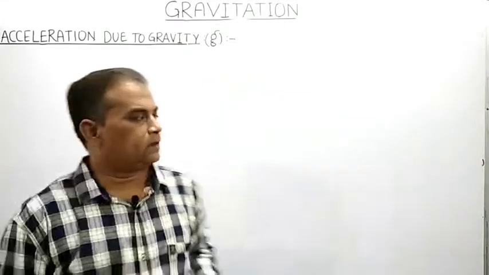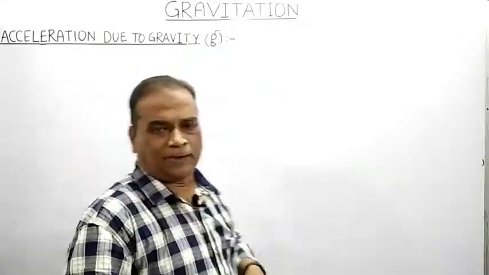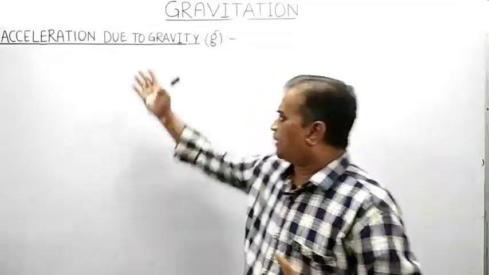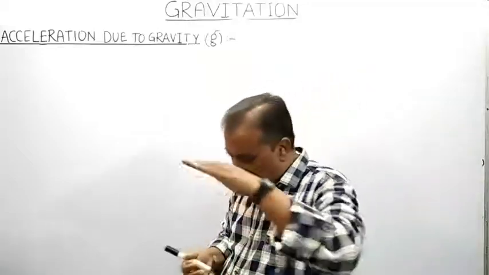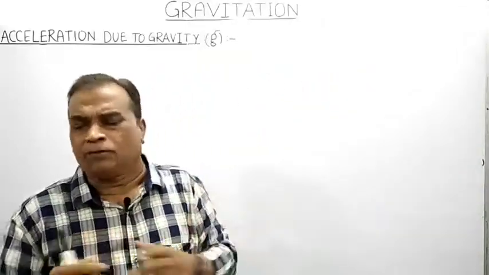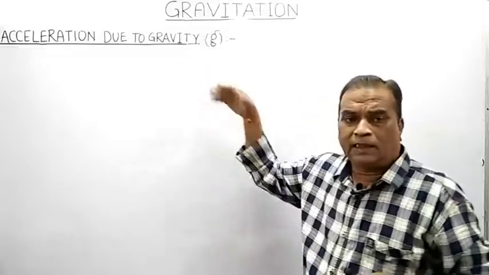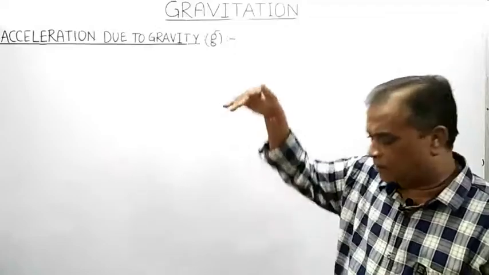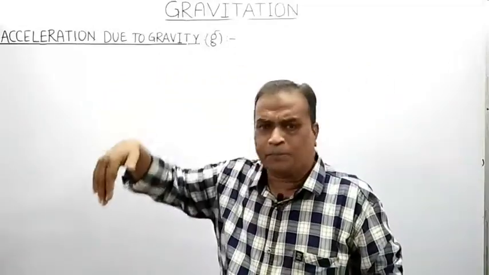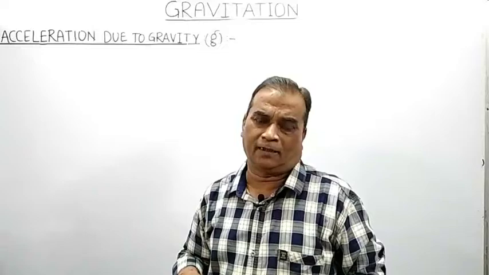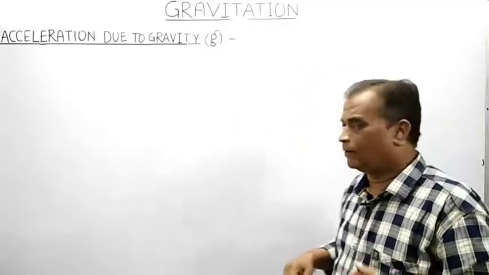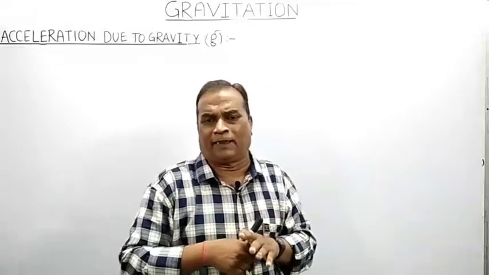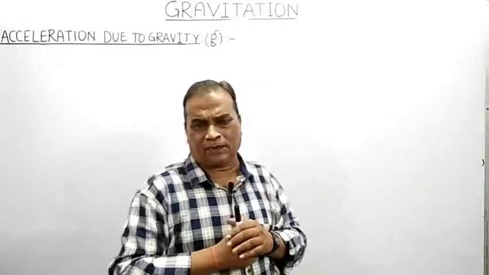Good morning, students. Today is our third lecture on gravitation, and in today's lecture we will derive the expression for acceleration due to gravity on the surface of Earth, and how this acceleration due to gravity varies with the height of the object from the surface of Earth or with the depth of the object below the surface of the Earth. What is the value of acceleration due to gravity at the center of the Earth? We will discuss the dependence of acceleration due to gravity on various parameters one by one.